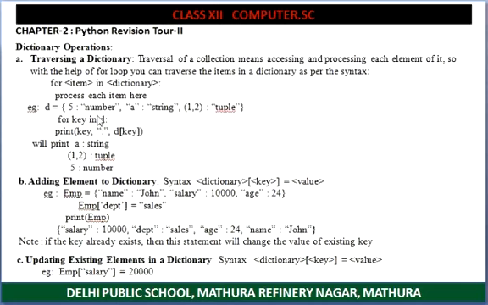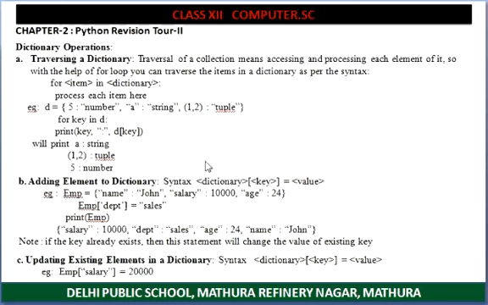Then example, D is a dictionary with 3 pairs: 5 number, a string, 1 to tuple. As per the syntax for key in D, print key, D[key] will print the key and associated value. So here is the output: a string, 1 to tuple, 5 number.